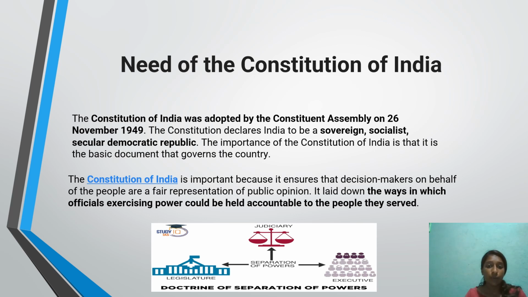The Constitution of India was adopted by the Constituent Assembly on 26 November 1949. The Constitution declares India to be a sovereign, socialist, secular, democratic republic. The importance of the Constitution of India is that it is the basic document that governs the country. It is important because it ensures that decision makers on behalf of the people are a fair representation of public opinion. It laid down the ways in which officials exercising power could be held accountable to the people they served.